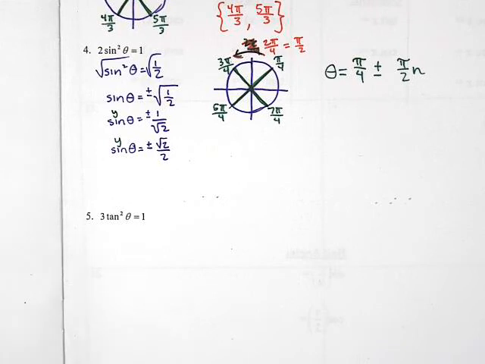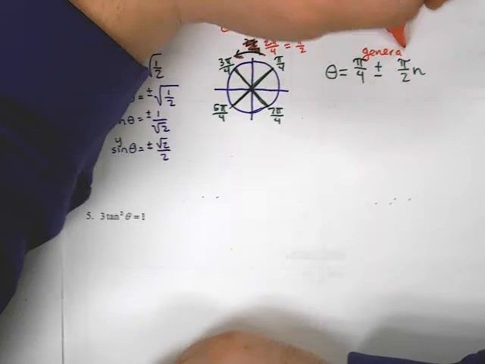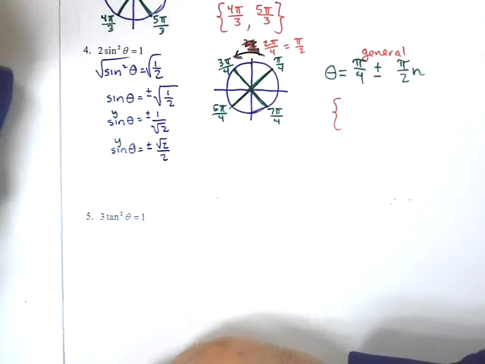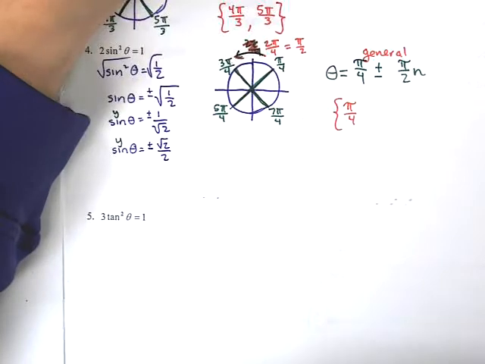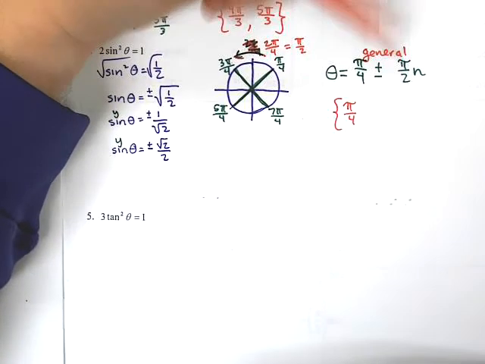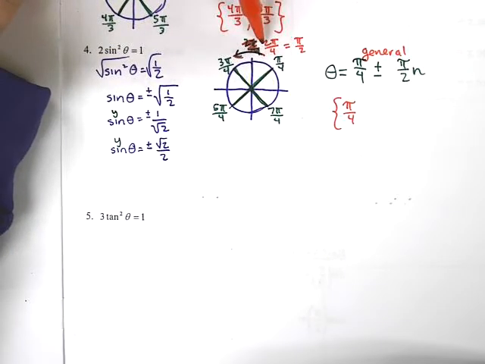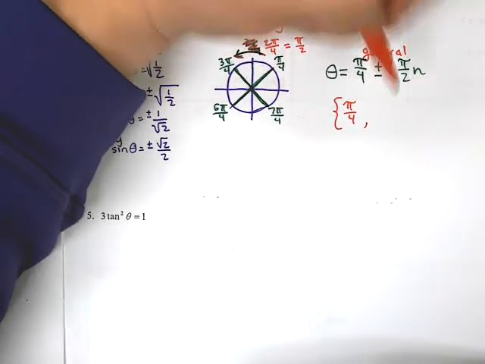So now we have our general, but we don't want the general. We want a list. So I need to make a list. I start with my original, so pi over 4. Now I'm going to add pi over 2. But actually, guys, I think it's going to be easier to think of pi over 2 as the 2 pi over 4 that we were talking about earlier. Because I'm going to just take pi over 4, and I'm going to continue to add 2 pi over 4 until I cannot go any further.